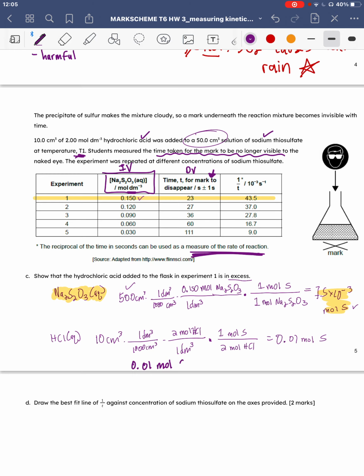0.01 moles of S is greater than 7.5 times 10 to the negative 3 moles of S. And so I've shown the amount of product that I could make with HCl is greater than the amount of product I could make with sodium thiosulfate, which means that HCl was in excess. Just like they said, HCl was in excess.